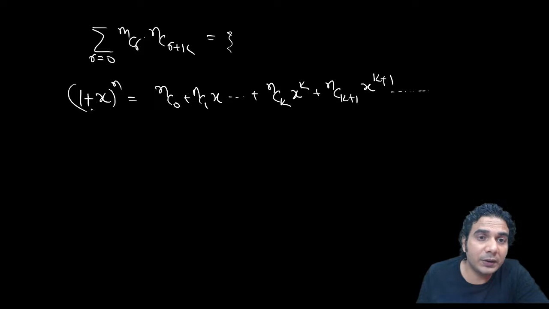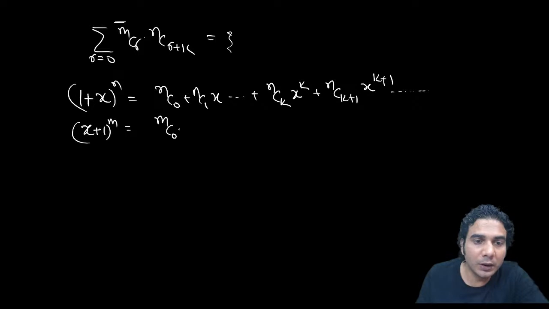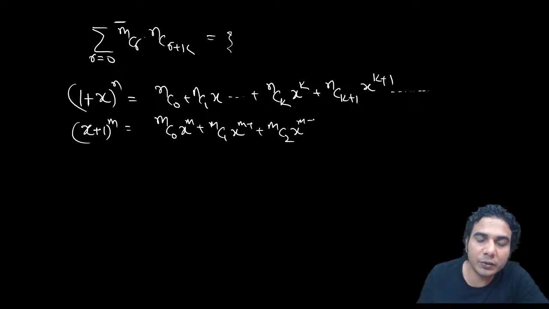Now the second expansion you need to write is of 1 plus x raised to m. You can see m is there, so mCr will come in the expansion of 1 plus x raised to m. But remember, in one of the expansions you need to write in increasing order of powers of x, and in the other expansion in decreasing order of powers of x. So how to do that? You just write 1 plus x as x plus 1. That's it. So it is going to be mC0 x raised to m plus mC1 x raised to m minus 1 plus mC2 x raised to m minus 2 and so on.